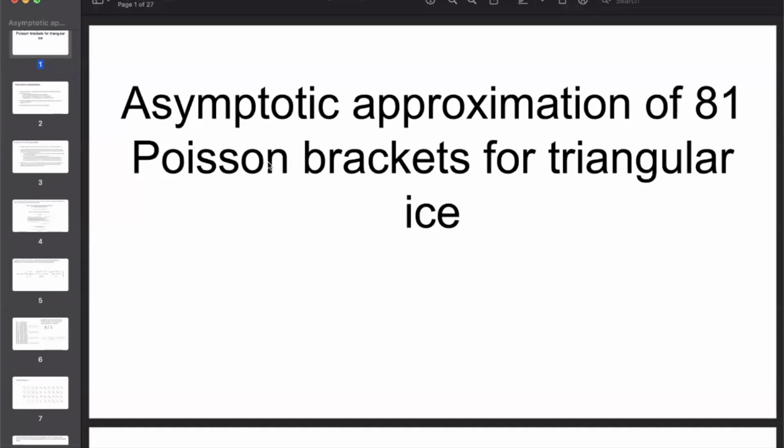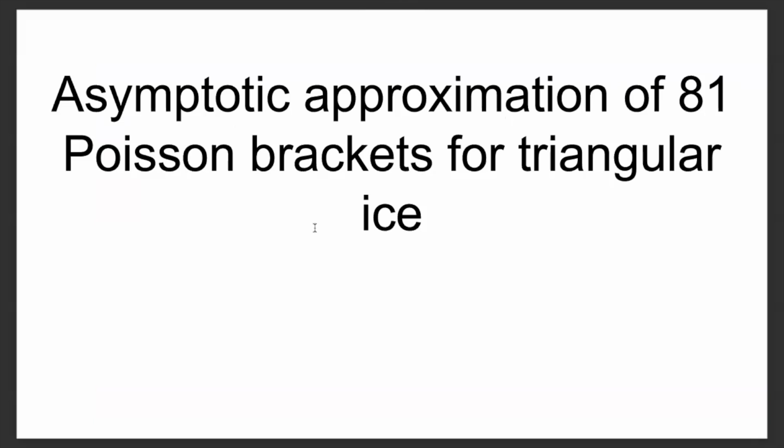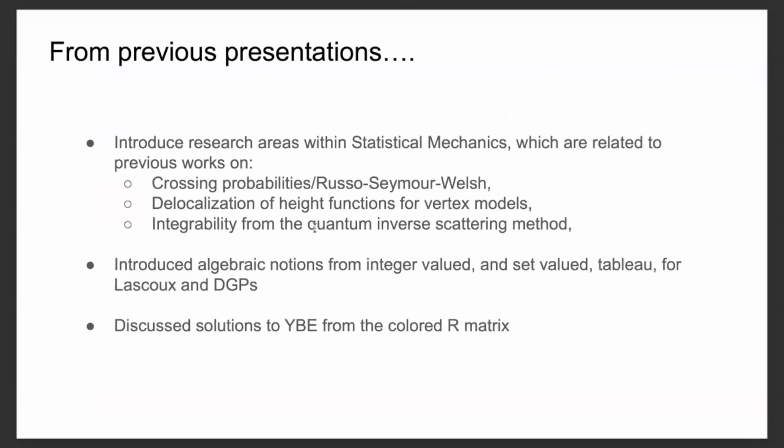The title of this presentation is Asymptotic Approximation of 81 Poisson Brackets for Triangular Ice. So to begin with the presentation overview, we'll be describing some general characteristics and background more briefly in this part of the series, to establish further how we can provide a little bit more detail from the notions that we mentioned previously from the set of relations with the Poisson bracket that were obtained for triangular ice.